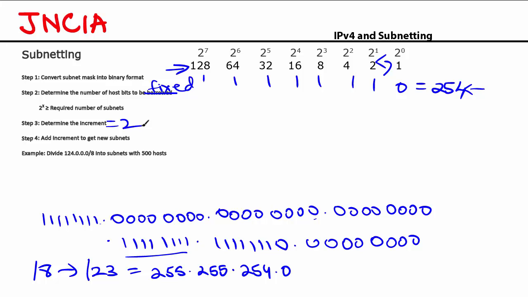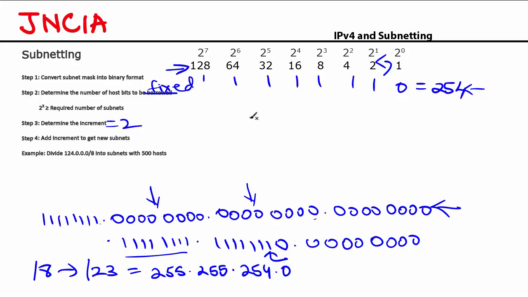Step number 4 says add the increment to get the new subnets. Now in this case, we modified 2 octets from the original subnet mask. We were given a /8, and this is the original subnet mask. We changed the entire second octet to ones, and then we also modified the first 7 bits of the third octet. So where do you add the increment? We will add the increment to the octet that has the least significant bit. The least significant bit in this case is in the third octet, so we'll add the increment in the third octet.